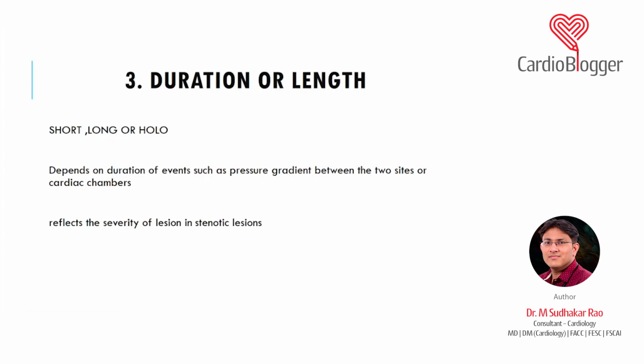In aortic stenosis, you should tell that a late peaking murmur is severe, whereas in mitral regurgitation, even a moderate mitral regurgitation can have a pan-systolic murmur. So even in TS and TR, it doesn't make much difference in the length of the murmur.